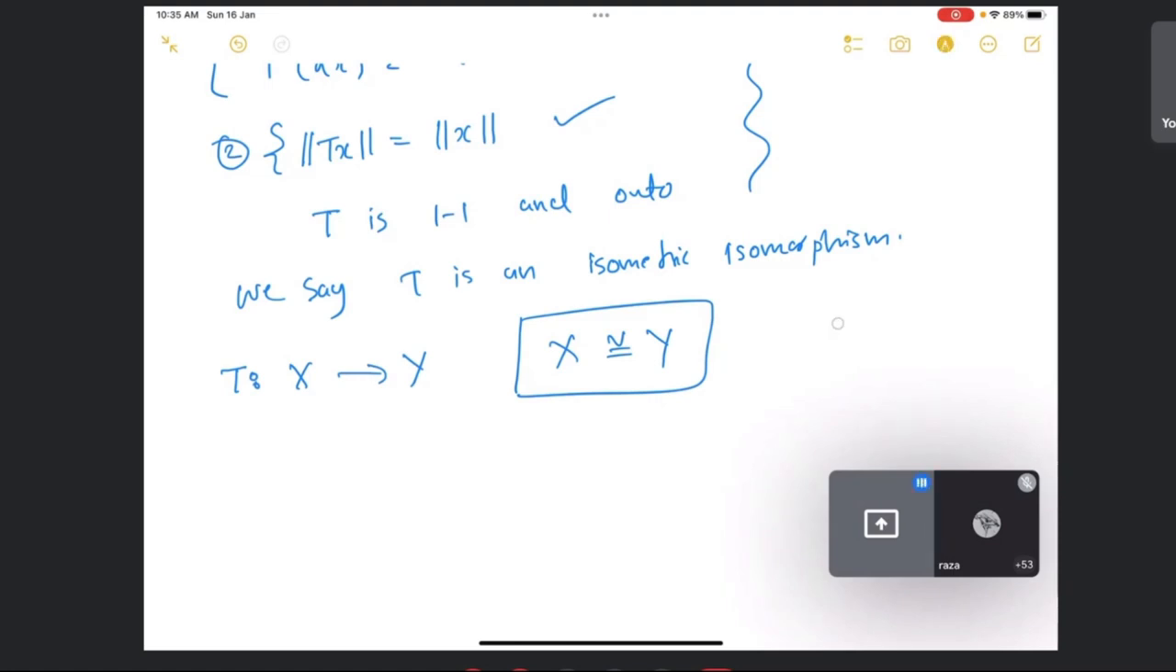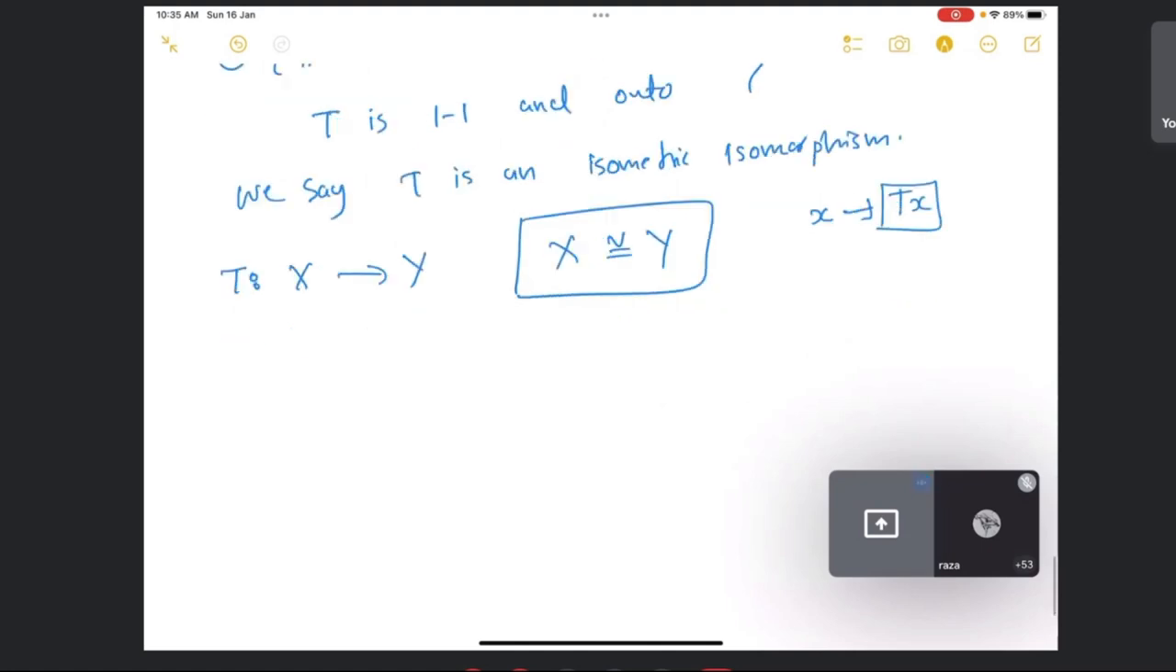And how is the renaming done? If you have an element x in X, then you just rename it into Tx, then you will end up in Y. You are getting Y.